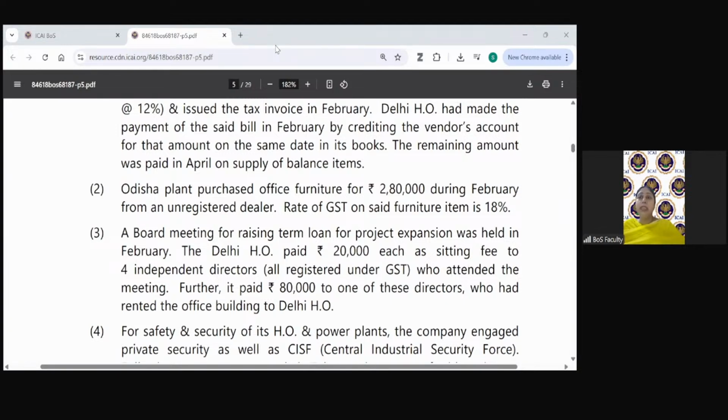So you will also not pay GST on the same. And therefore, this transaction will go untaxed. There will be no tax on this transaction. Same is for the Bihar plant also, which we had seen.